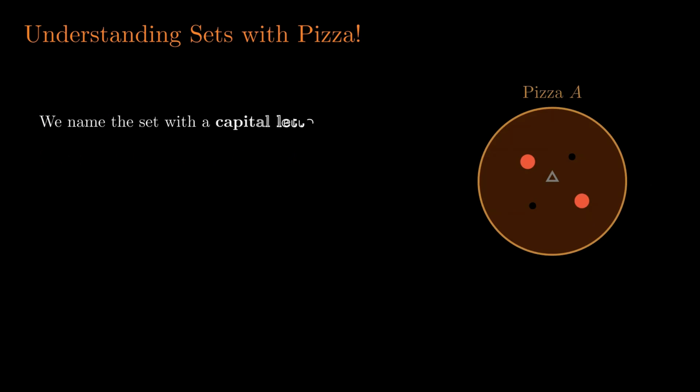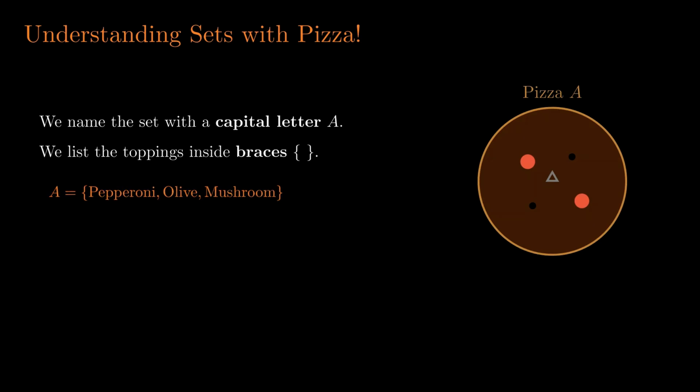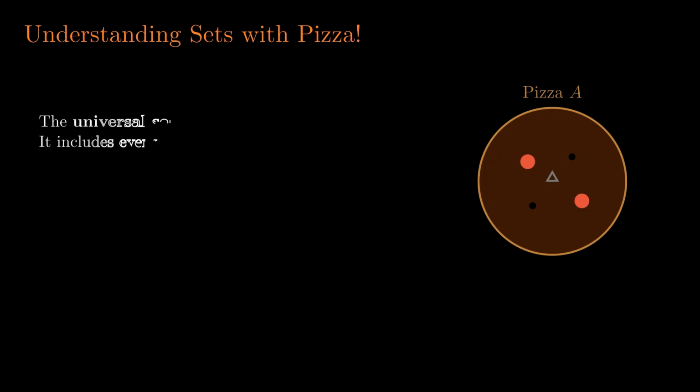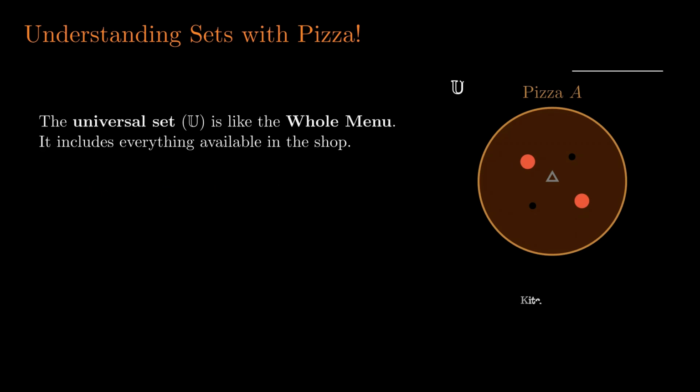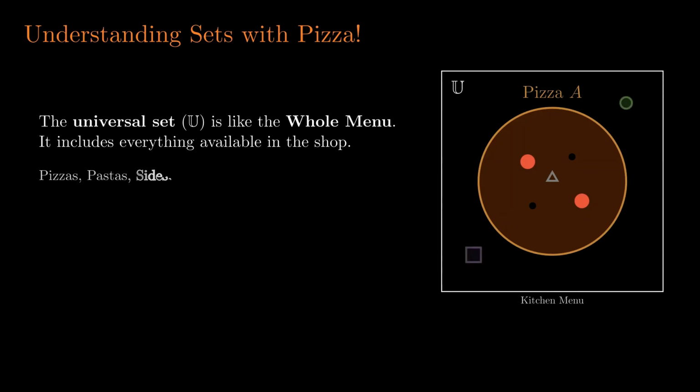We name our pizza with a capital letter, like A. And we list all the toppings inside braces. Pizza A equals pepperoni, olive, and mushroom. Finally, the universal set U is like the entire kitchen menu. It contains all possible food items under consideration, including pizzas, pastas, and drinks.